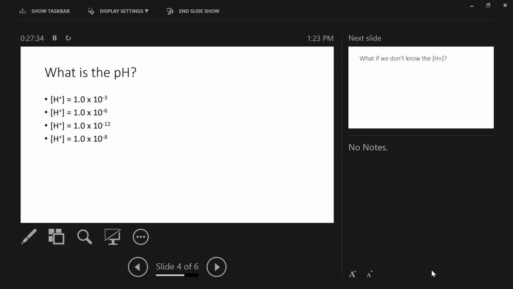Okay? Because every number you go away from 7, that neutral number, is a 10 times increase in the number of hydrogen ions. Make sense? And knowing what logarithm is helps you to know that. But again, you don't need to know what logarithm is to do these problems. You just have to be able to find it on the calculator.